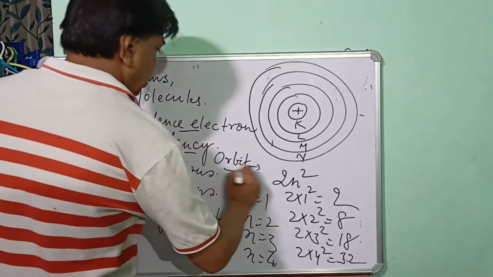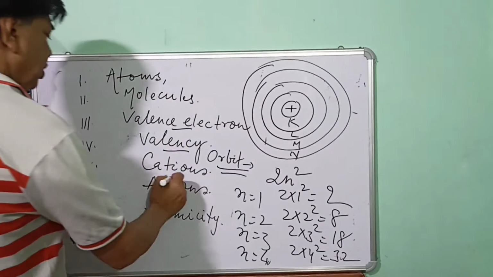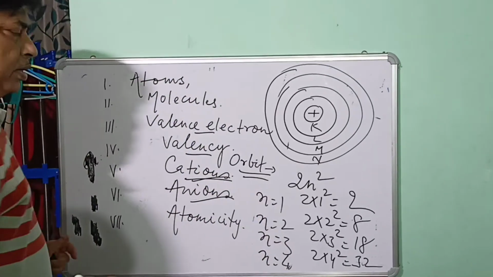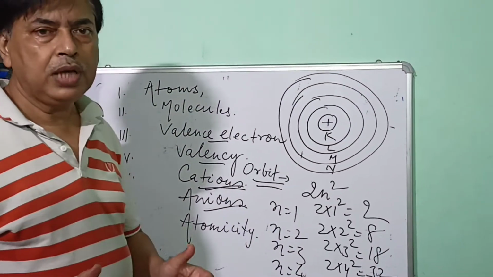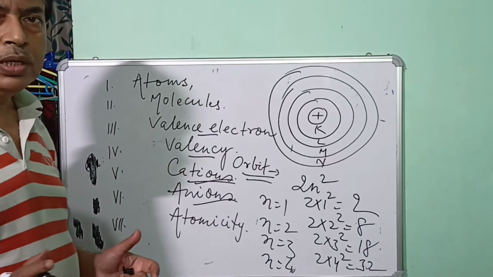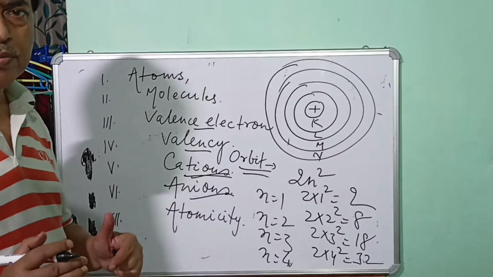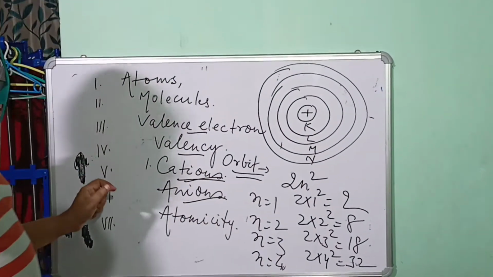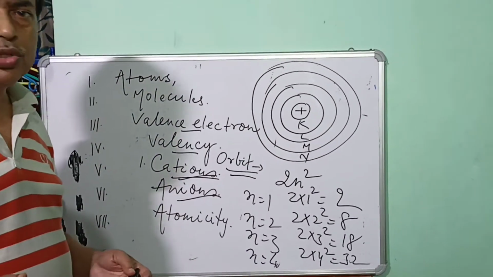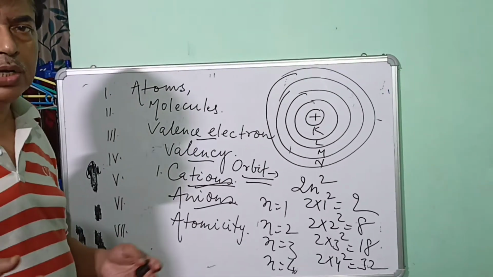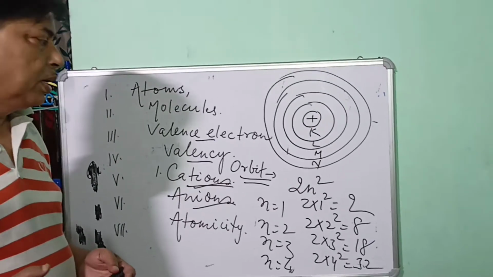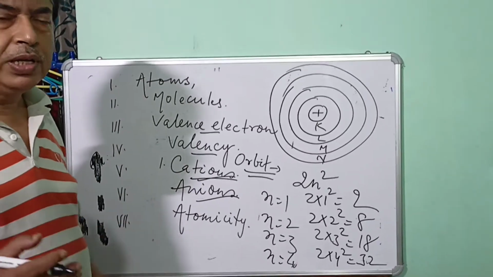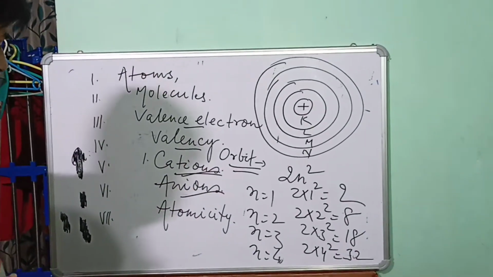So it is the orbit and it is denoted by KLMN. Now next definition is cations and anions. Altogether they are known as ions. So ions are the positive ion and negative ion that is formed by losing and gaining the electron. So cation is the positive ion that is formed by losing the electron. Most of the metals form the cation by losing the electron, and metals have 1, 2, 3 valence electron in outermost orbit. That's why they lose the electron and form the cation.